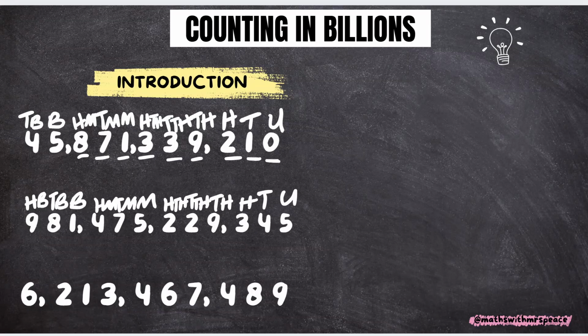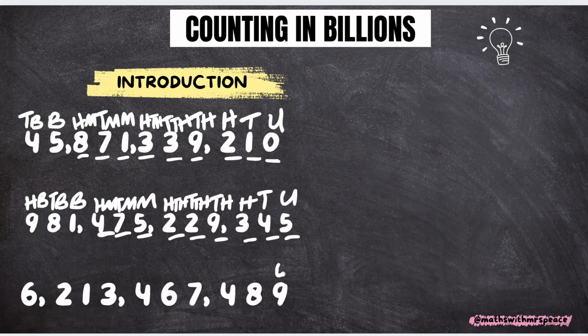So again, you notice that before we got the place value billion, we had 1, 2, 3, 4, 5, 6, 7, 8, 9. So to read this number, we're going to say 981 billion 475 million 229,345. And for the last example we have on our screen, we're going to go ahead and write the place value of each of these numbers just above them.